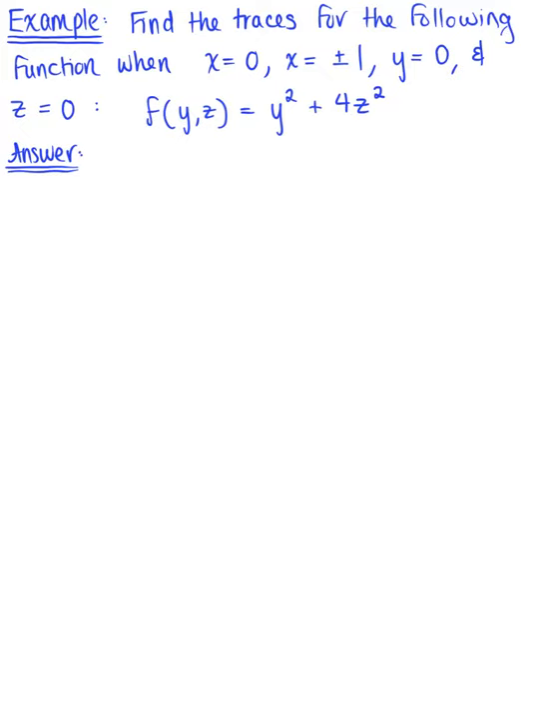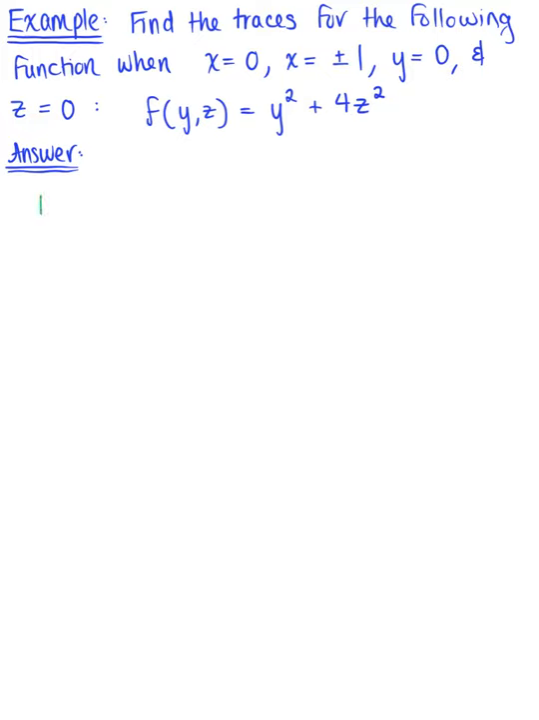Find the traces for the following function when x is 0, when x is 1, when x is -1, when y is 0, and when z is 0. And here we are given the function f of y, z is equal to y squared plus 4z squared.